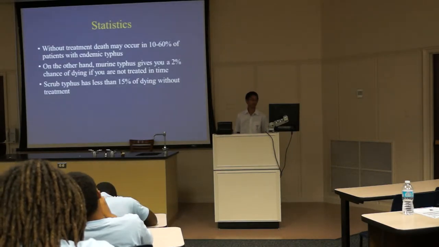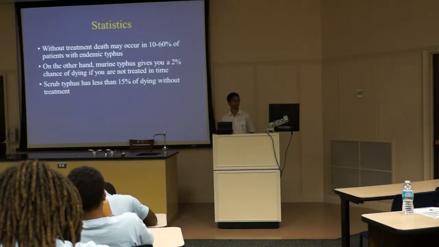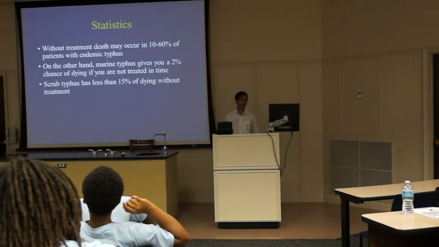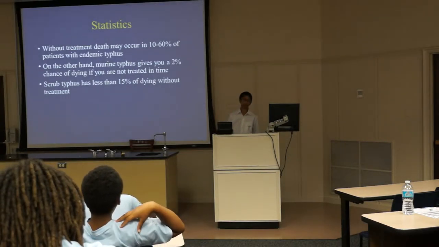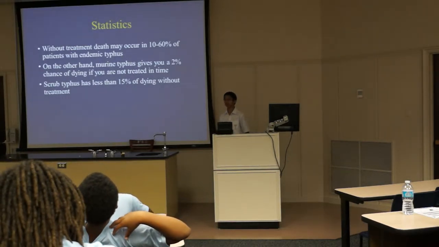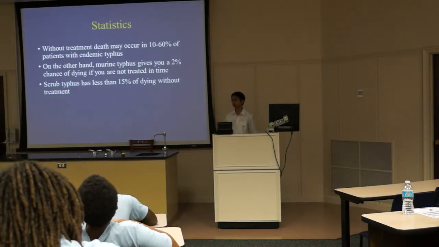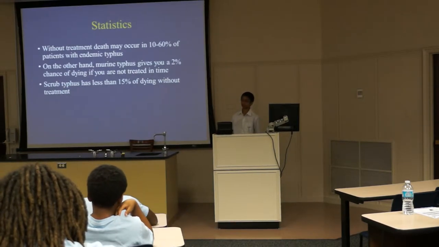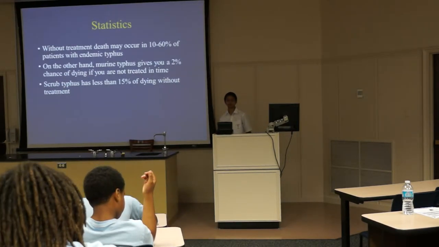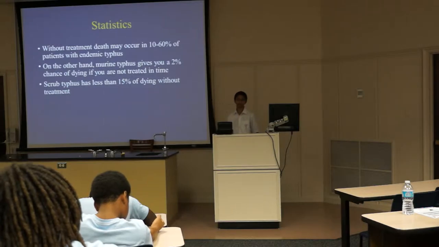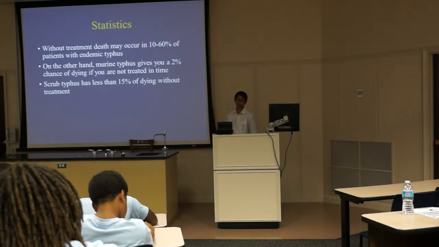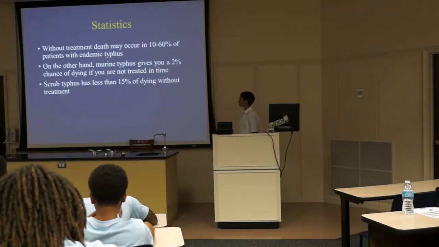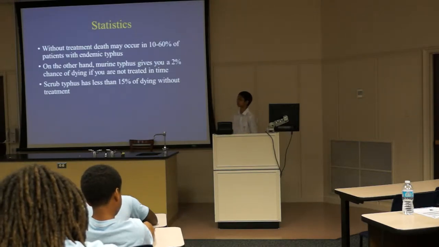Some statistics. Without treatment, death may occur in 10 to 60% of patients with endemic typhus, but with marine typhus, it only gives you a 2% chance of dying when you aren't treated, and scrub typhus is less than 15% with treatment. So endemic typhus is the most dangerous typhus, and then scrub typhus, and marine typhus is the least dangerous to others.